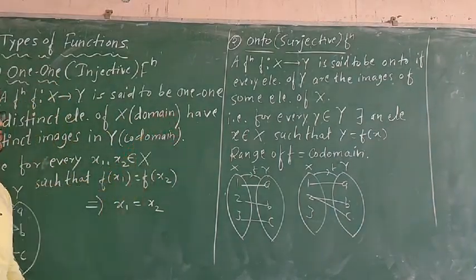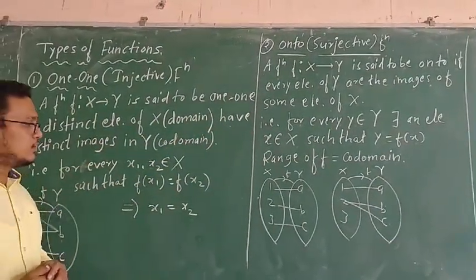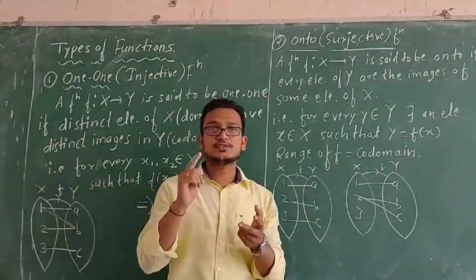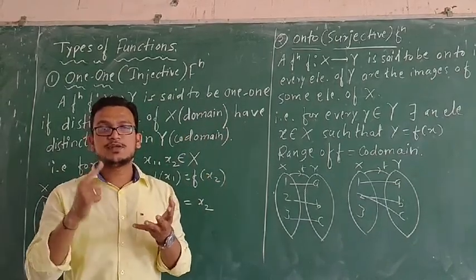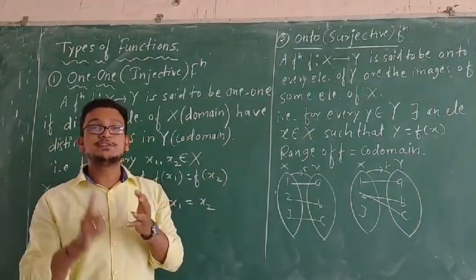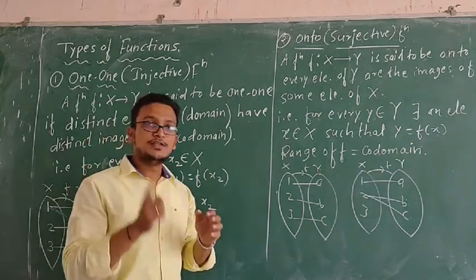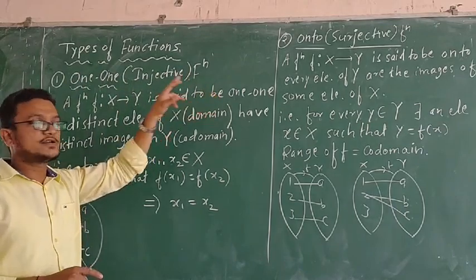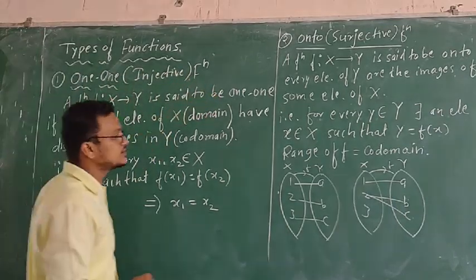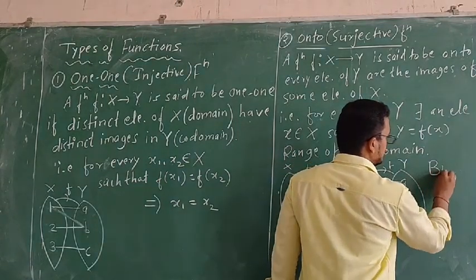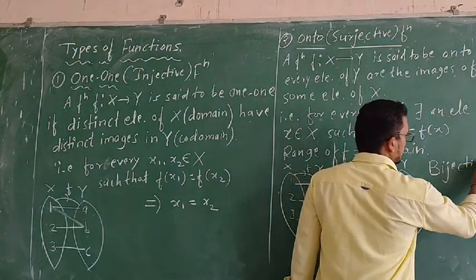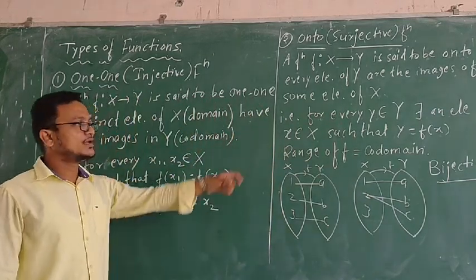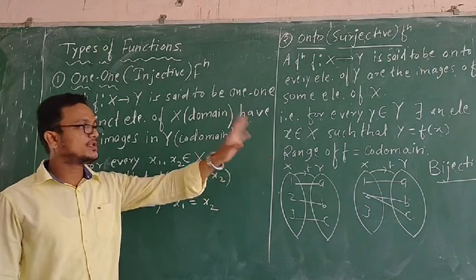Okay, one-one and onto. Now one more thing I can define here. In the relation we have seen, when the relation is reflexive, symmetric, and transitive, then we call it an equivalence relation. In the same way, if the function is one-one and onto, then that function is called a bijective function. That function is called what? Bijective function.